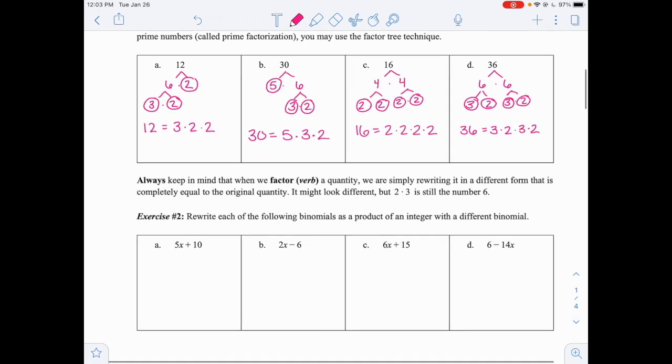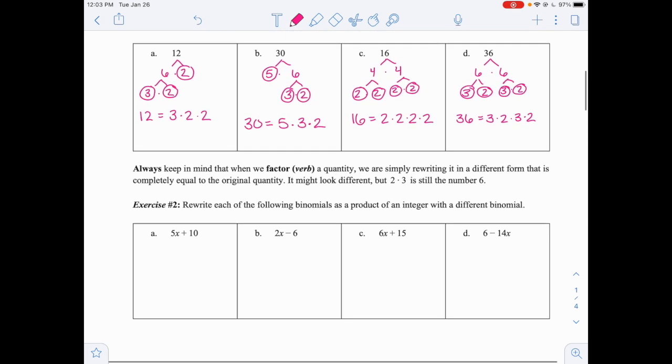So always keep in mind that when we factor a quantity, we're simply rewriting it, and I cannot stress this enough. You want to have equal things on each side. Like I mentioned before, 2 times 3 looks a little different, but it's still 6. It has the same quantity, and if I multiply them together, I end up at the same place. And that's the goal when we factor binomials as well. Actually, when we factor anything, we want to make sure that they're equivalent statements. It's really, really important, because if they're not, then it doesn't make any sense.